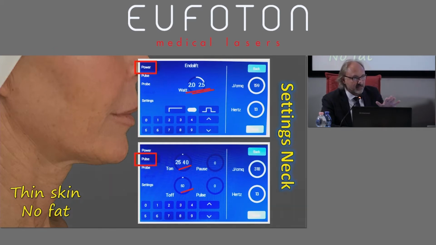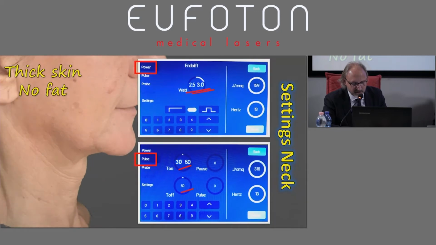You have to mark down the areas where you want to use different settings, in order to make the treatment according to the skin compartments. So neck, thin skin, no fat, the same watts, 2.5 watts. With this, once again, T-on is more elongated because the skin under the chin is more resistant, stronger. So the response is not so quick. So 25-40 milliseconds.